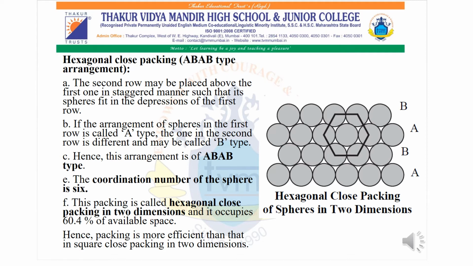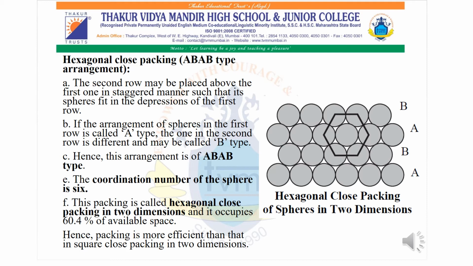When the third row is placed adjacent to the second in a staggered manner, its spheres are aligned with those in the first layer. Hence, this layer is also called A type because it is exactly the same as the A type. The spheres of the similarly placed fourth row will be aligned with those of the second row, that is again the B type. So it becomes a pattern of A and B and A and B. Hence this arrangement is called ABAB type.